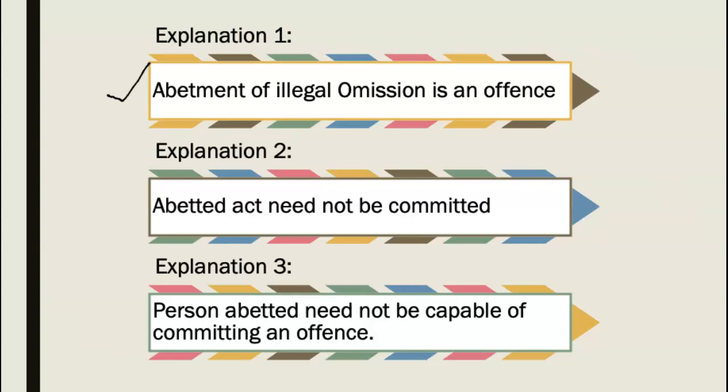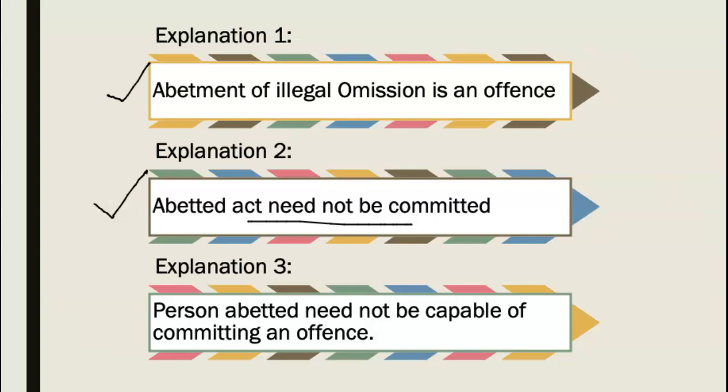Explanation 2 talks about the abetted act need not be committed. This means that the offense is complete with the instigation itself and the act itself need not be committed. Let's say A instigates B to murder C and B refuses, saying no, I can't do so. A is still guilty of abetting B to commit the murder.